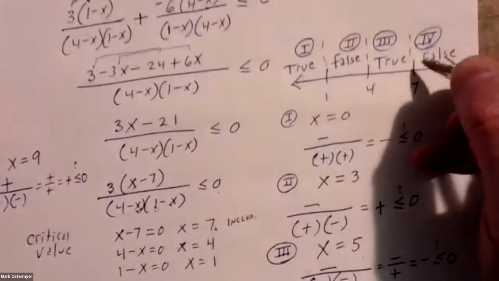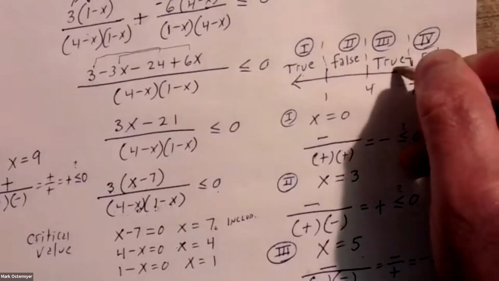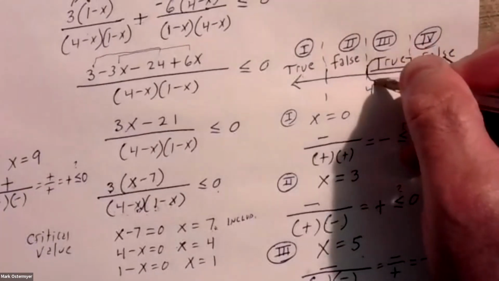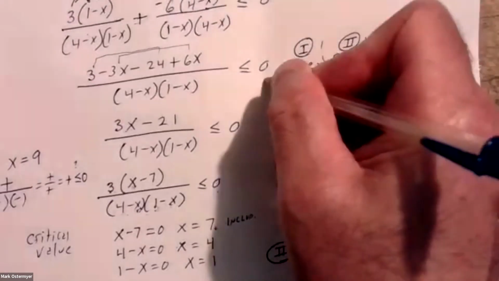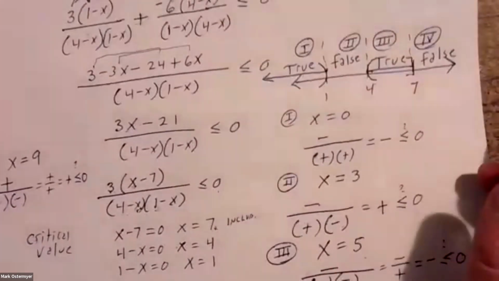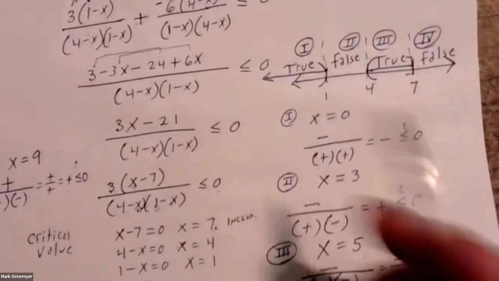Okay, so therefore, I will include 7 with a bracket on 7, shade down to 4, but don't include 4, hence parenthesis. Don't include 1, shade down to negative infinity. That's the graph of the solution set of this rational inequality, here or here.